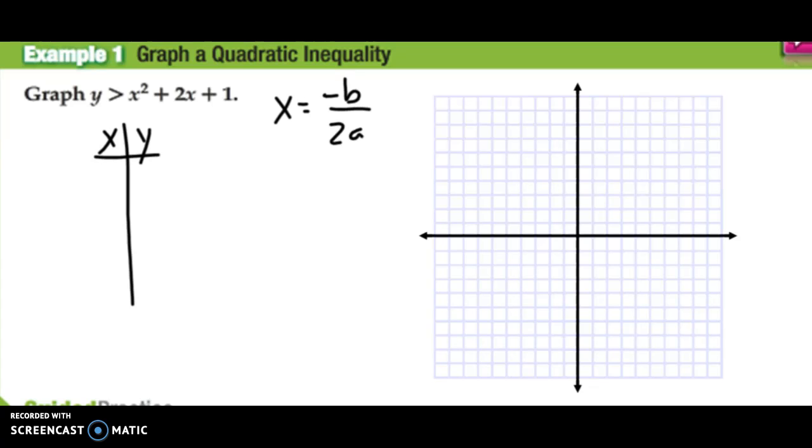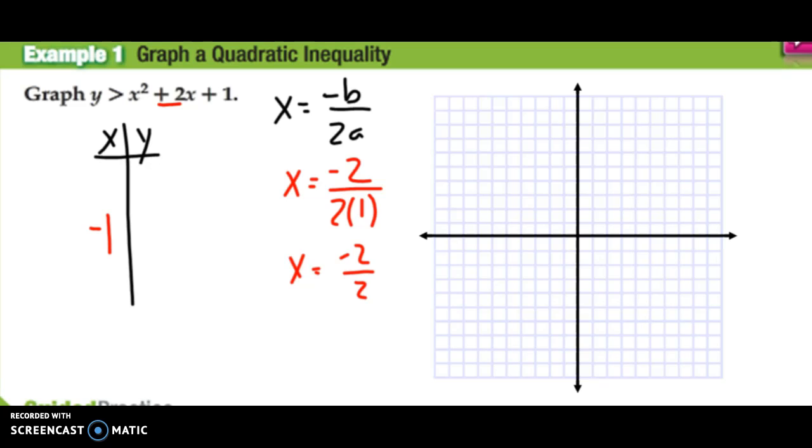And so we'd say, all right, well, that means my x is going to be, well, b is positive 2, so negative 2 over 2 times 1. Okay, so negative 2 over, and then 2 times 1 is 2. So negative 2 over 2 turns into negative 1. So right in the middle, I'm going to put negative 1 in.